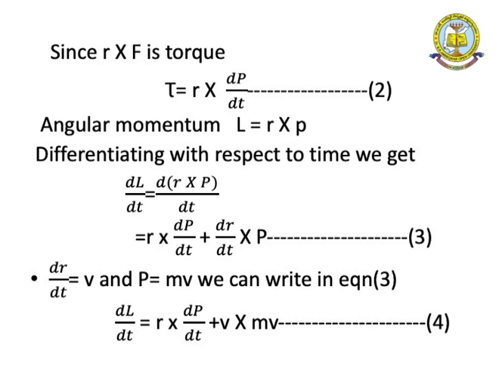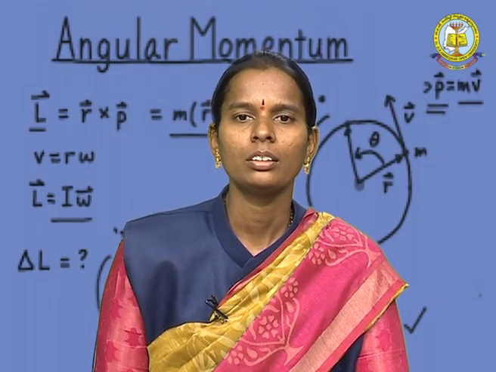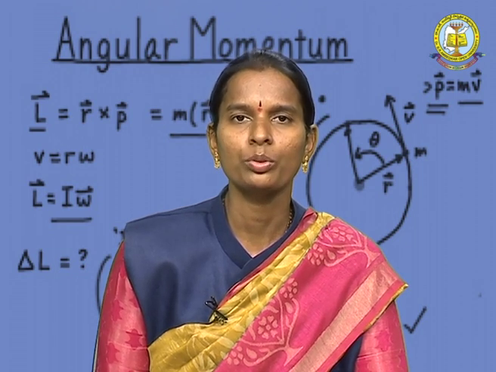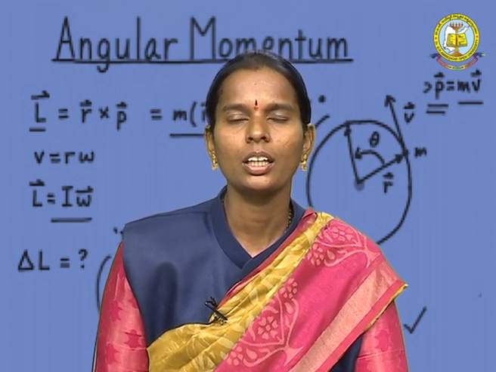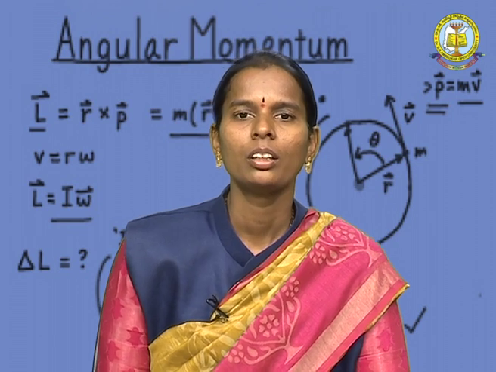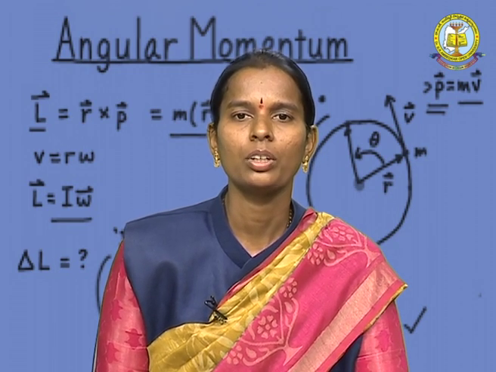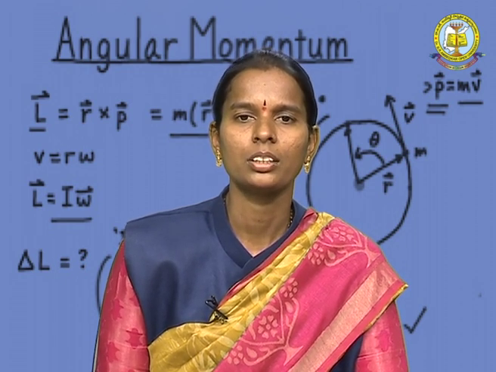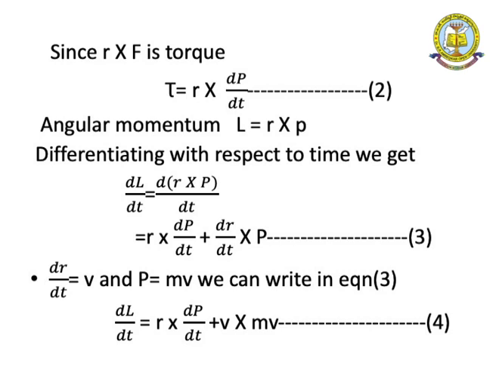So with angular momentum L equal to r cross p, differentiating with respect to t, dL by dt is equal to d by dt of r cross p. Using the product rule, one term keeps r constant and differentiates p, and the other keeps p constant and differentiates r. So r cross dp by dt plus dr by dt cross p.